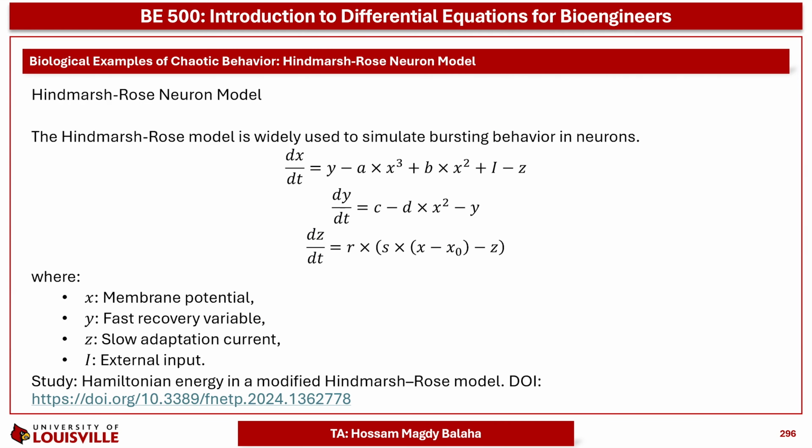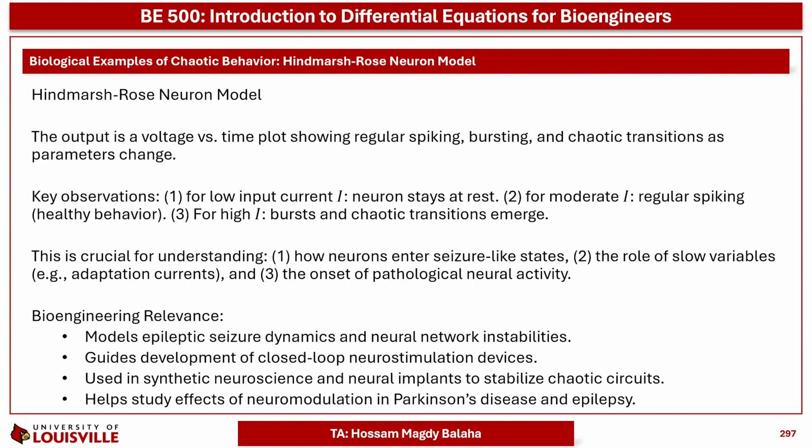One more example of chaotic behavior is the Hindmarsh-Rose model, which is widely used to simulate the behavior of neurons. We have nonlinear equations here and here, and three variables, x, y, and z, where x is the membrane potential, y is the fast recovery variable, and z is a slow adaptation current, and the external input is I. You can also get more information about that model from this study.